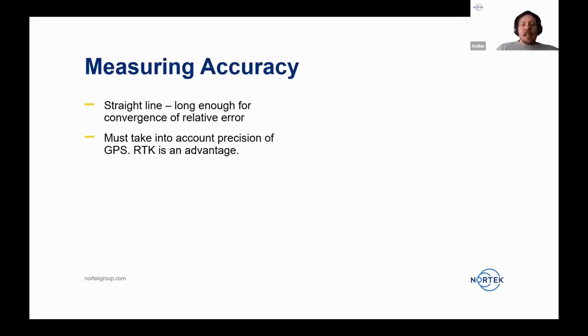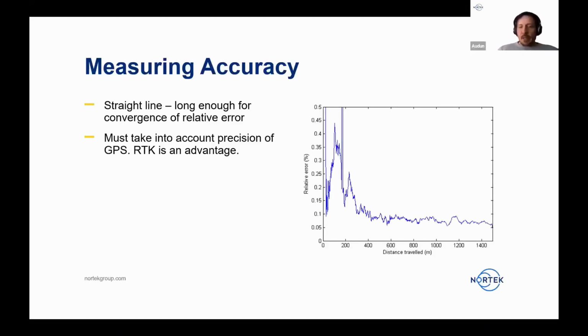But an RTK is really good, because if you have an RTK system, the position error will typically be on the order of just a couple, 3 centimeters, maybe. So then that's really nothing to worry about anymore. And then we can look at my relative error.